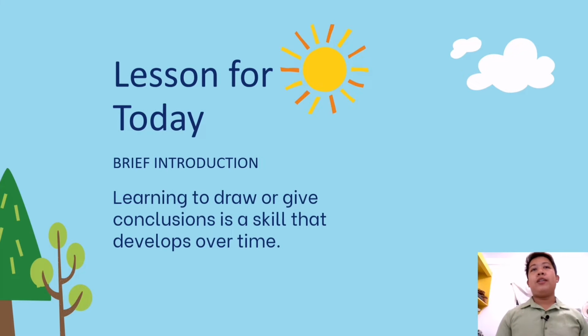Let's have a short introduction of our lesson. Let me read to you this statement. Learning to draw or give conclusions is a skill that develops over time. It is an important skill for readers to learn because it encourages them to pay attention to what they are reading, use what they know from life experiences, and look at the details and facts in the text as clues that will help them draw conclusions about what is meant but not explicitly stated.